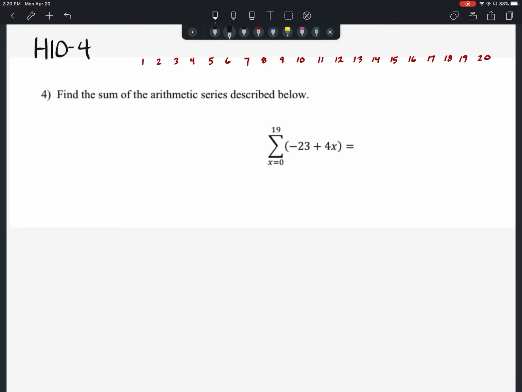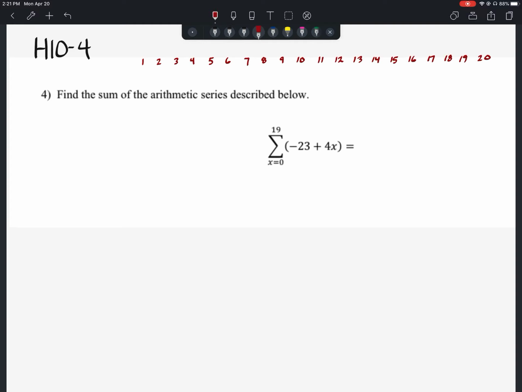Welcome to problem number 4 from the H10-4 homework. The directions state find the sum of the arithmetic series described below. This problem looks a whole lot like number 3, except you'll notice there's a little bit of change in the summation notation. Okay, so let's talk about it here.